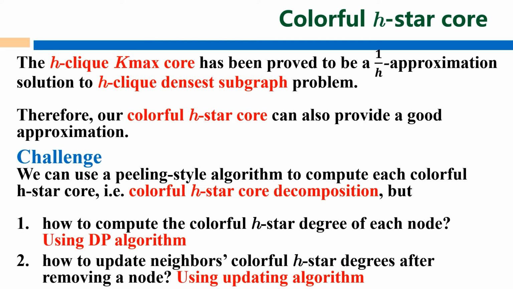Basically, we can use the peeling-style algorithm to solve this problem. That is, removing the node with a minimum colorful edge star degree. But how to compute the colorful edge star degree of each node and how to update the labels' colorful edge star degrees after removing a node? Below, we'll introduce our DP algorithm and updating algorithms to address these issues.